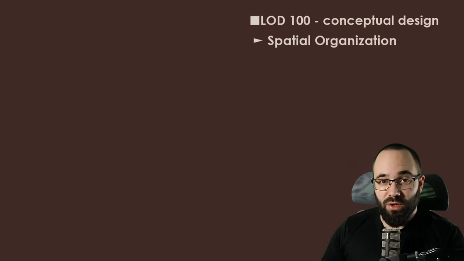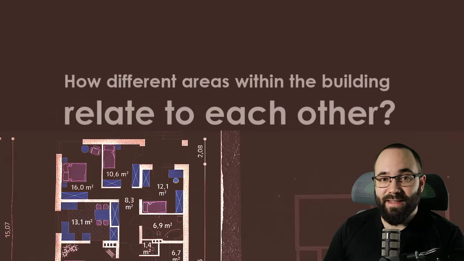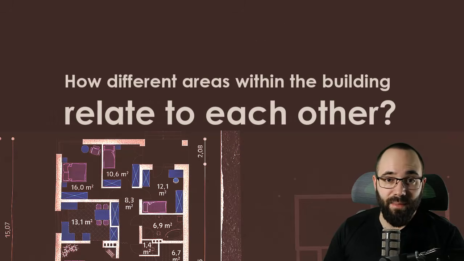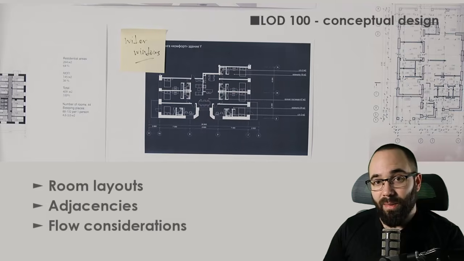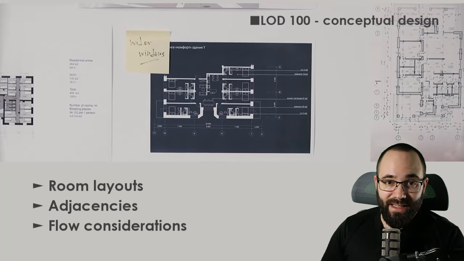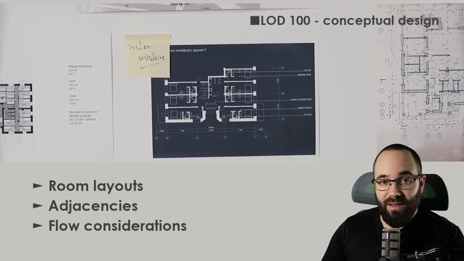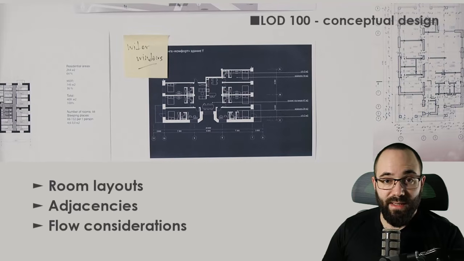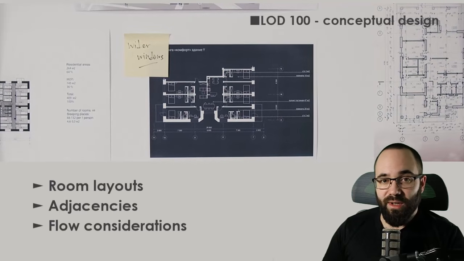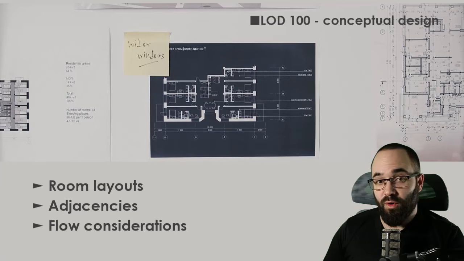Then we have spatial organization, which defines how different areas within the building relate to each other. It includes room layouts, adjacencies, and flows. Well-organized spaces enhance functionality, user experience, and efficiency. Proper circulation paths ensure smooth movement.